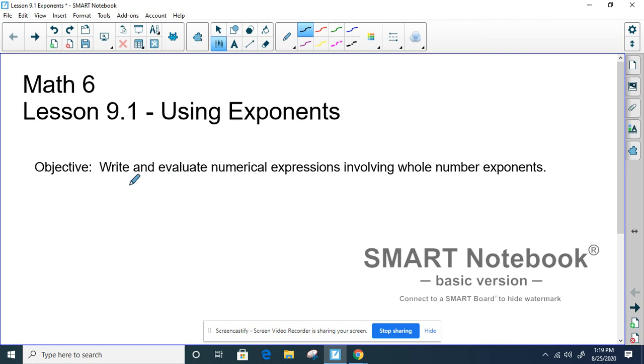So what we're going to talk about first here is evaluate. What the word evaluate means is just solve. So we're going to find some numerical expressions, which are really just number sentences involving whole number exponents. And so this exponents is what we're really going to focus on first.